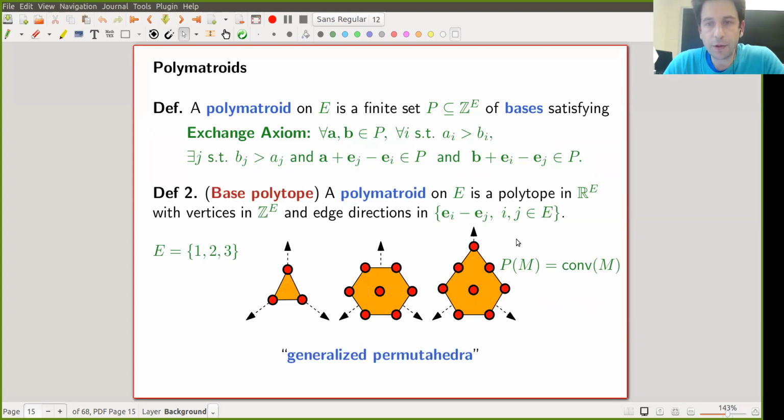And here there is a little difference with the matroid setting, which is that in the matroid setting, all the bases are vertices of the associated polytope. But for polymatroids, you see you have interior points. So some of your bases are, so the bases are really all the lattice points within your polytope.